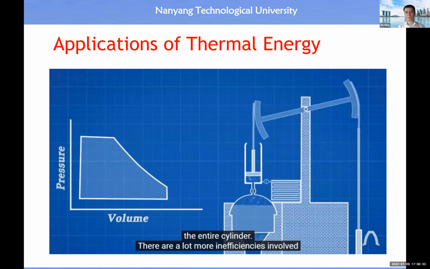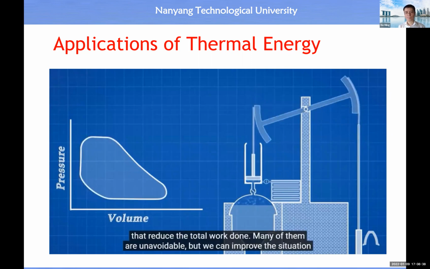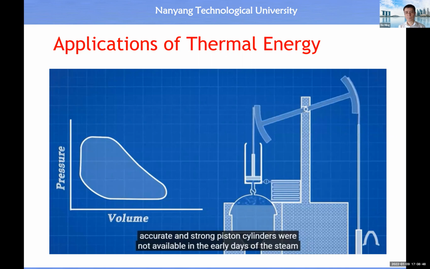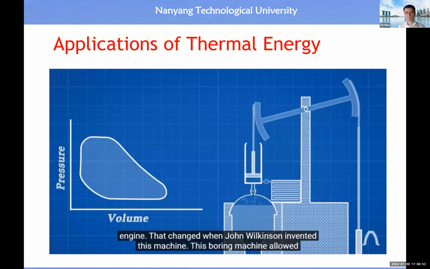There are a lot more inefficiencies involved that reduce the total work done. Many of them are unavoidable, but we can improve the situation by upgrading the piston cylinder. The manufacturing techniques needed to bore accurate and strong piston cylinders were not available in the early days of the steam engine. That changed when John Wilkinson invented this machine.